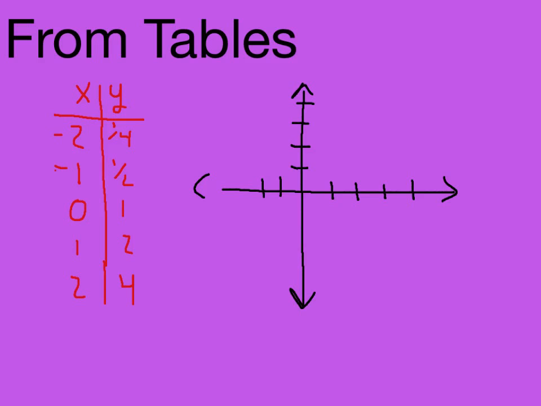And so starting at -2 and 1/4, that's a little difficult to graph because it's very close to the line, but we might put that dot about here. -1 might be at 1/2, 0 is at 1, 1 is at 2, and 2 is at 4, and then from here all we have to do is connect those dots and remember to put your arrows in. That's all there is to it.